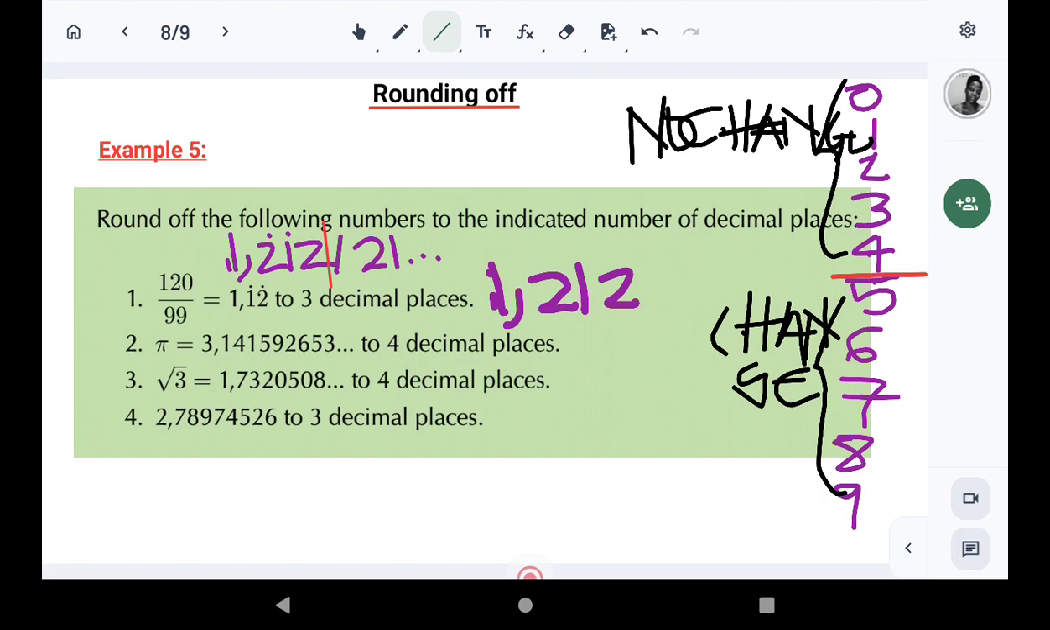And the next one, supposed to round off correct to 4 decimal places. It's pi. Punch it into your calculator and write equals to. It will give you this number. Now you count 4 decimals after a comma. 1, 2, 3, 4. Then you put the line.